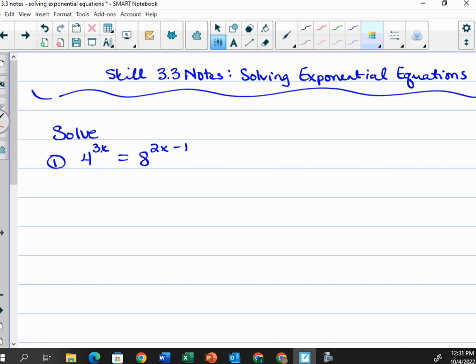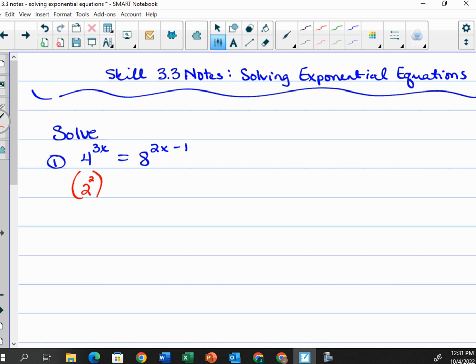Eventually, we're going to get into where you use logs to solve the problems with the variables in the exponent, but not today. Today is all about the exponents and the bases. You need to make the bases match on the two sides of your equation. What base do you think I should use here? 2, yes. So 2 to what power is 4?